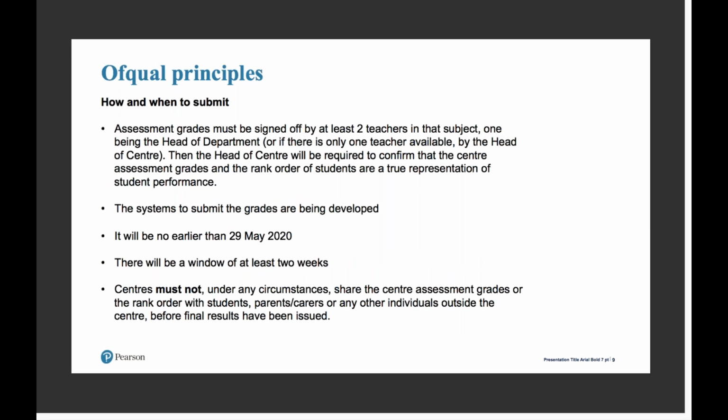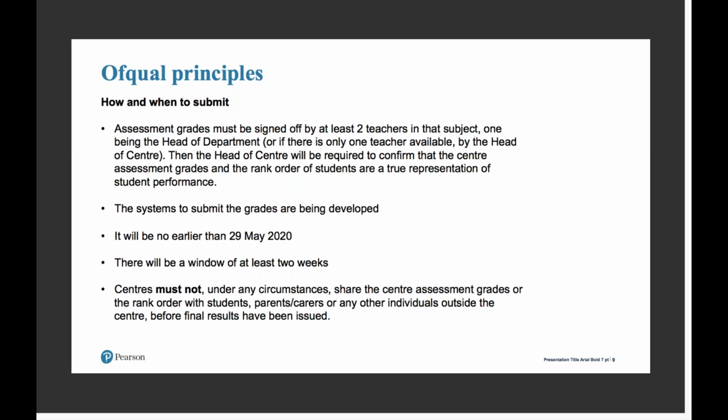Moving on to look at how and when to submit. The centre assessment grade and the rank order must be signed off by at least 2 teachers in that subject, one of those being the head of department. If only one member of staff is in the subject, or only one member of staff is available, the other person could be the head of centre. This is then confirmed and signed off by the head of centre as a true representation of student performance.